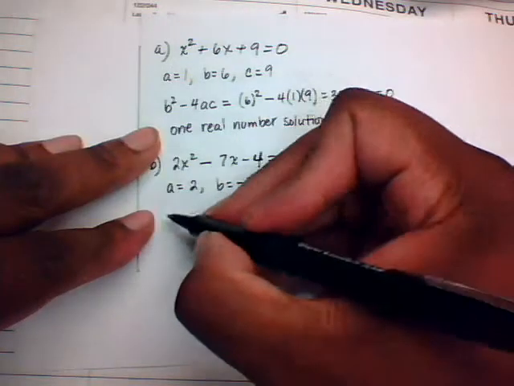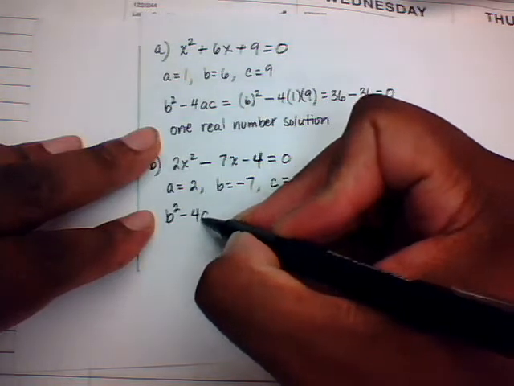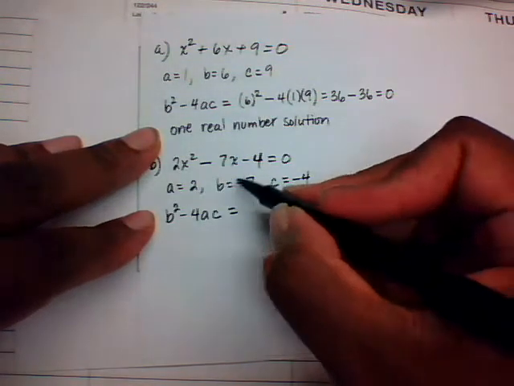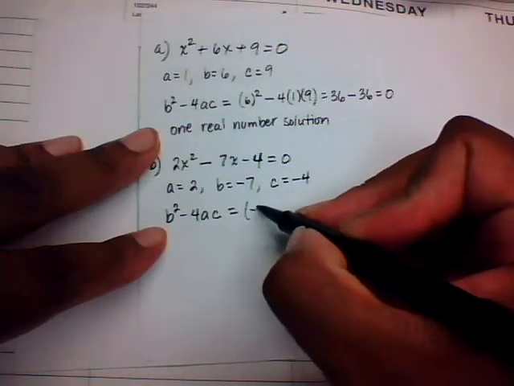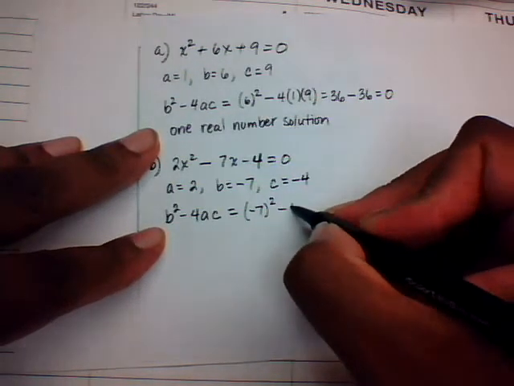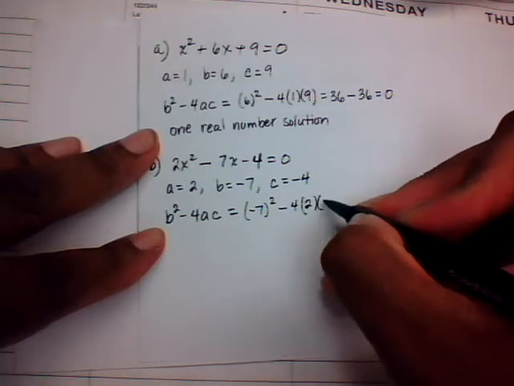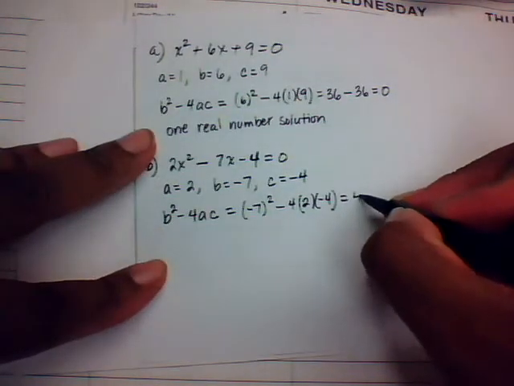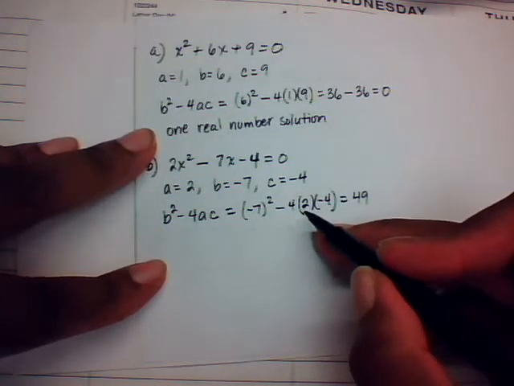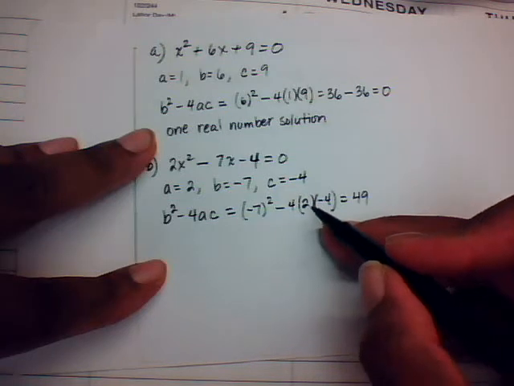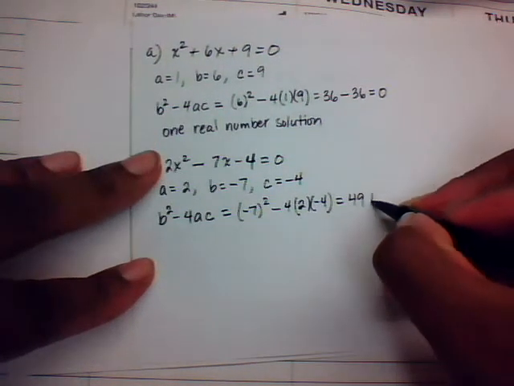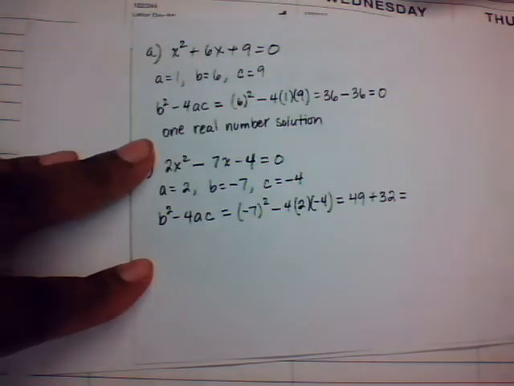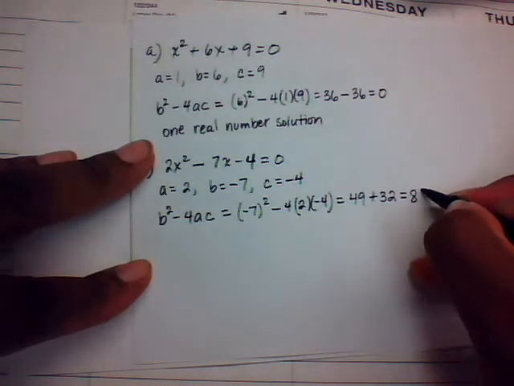And then we're going to use that b squared minus 4ac. In this case, your b is -7, so this is -7, and that's squared, minus 4 times a, which is 2, times c, which is -4. Let's simplify this. -7 squared is -7 times -7, which is 49. Minus 4 times 2, that's -8. Minus 8 times that -4 is going to be a plus 32. So now you've got 49 plus 32, which will give you 81.